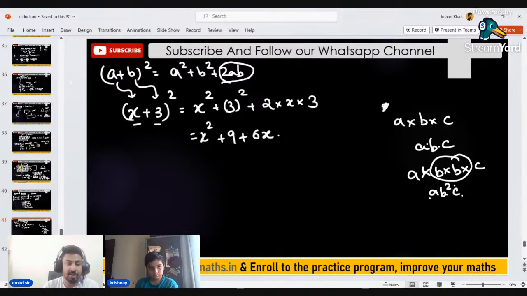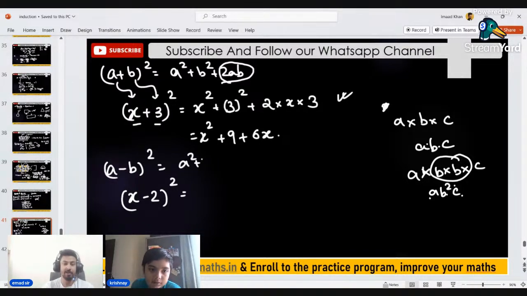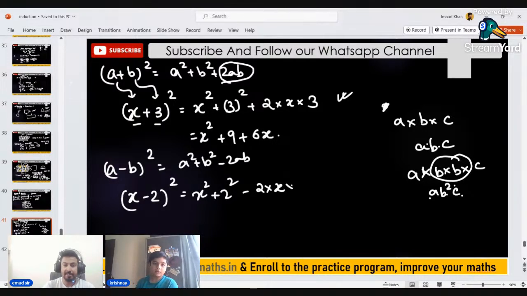Now similarly there is a minus b whole square. If I write x minus 2 whole square, how will it be written? Tell me. The formula is a square plus b square minus 2ab. So x square plus 2 square minus 2 into x into 2. So this becomes x square plus 4 minus 4x.